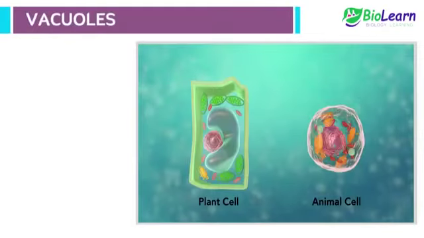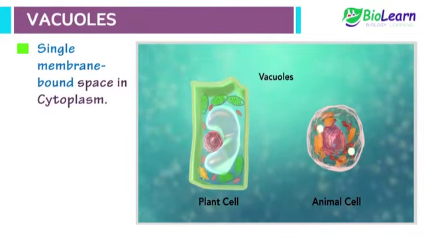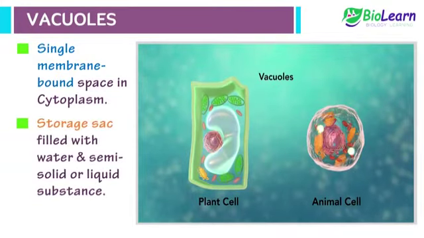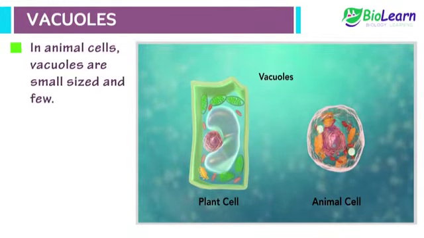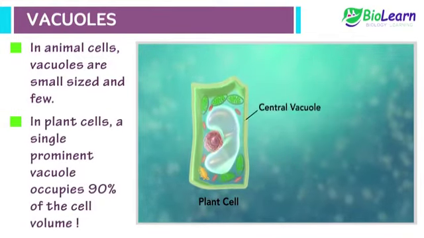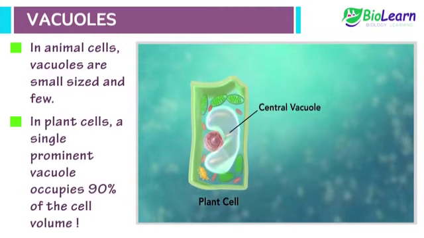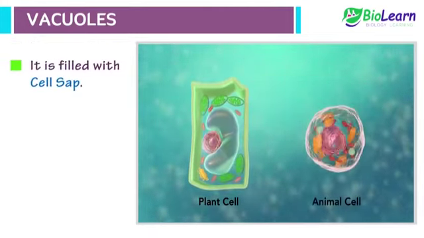The last but not the least important cell organelles are vacuoles. The vacuole is a single membrane-bound space found in the cytoplasm. It is a kind of storage sac which is filled with water and semi-solid or liquid substance. In animal cells, the vacuoles are small-sized and few in number. In plant cells, a single prominent vacuole occupies about 90% of the cell volume. It is filled with a liquid called cell sap.